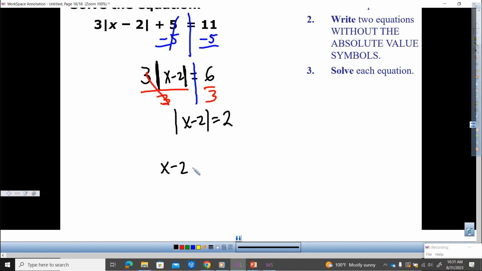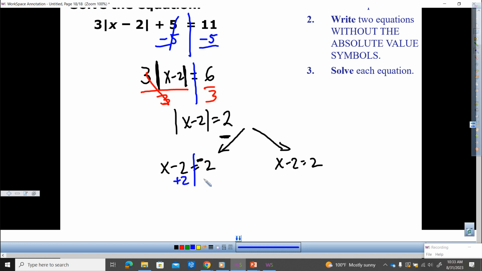x minus 2 equals 2. And what else? x minus 2 equals negative 2. So two equations, very good. But one of them has to be what? Negative. There it is. Hands up, have you got that? All right, continue, Martin.